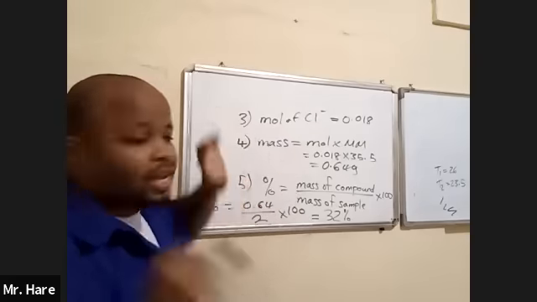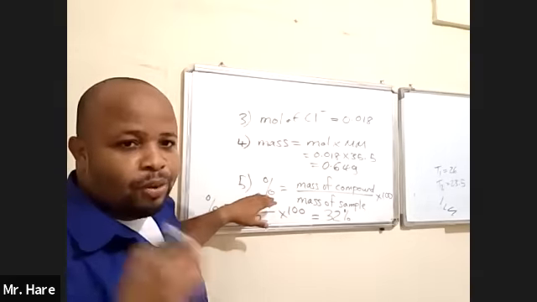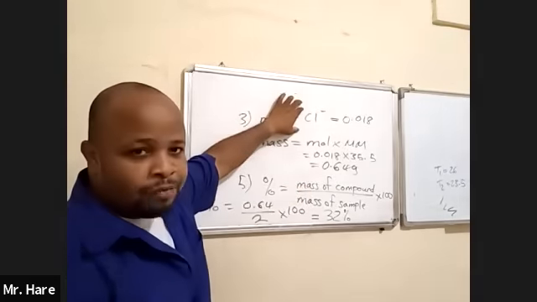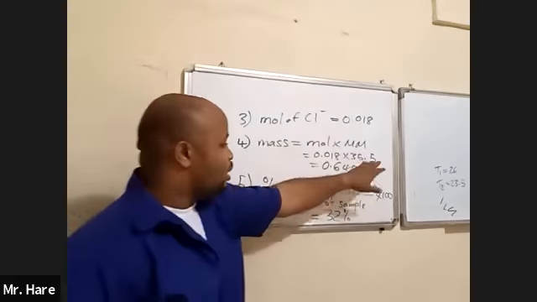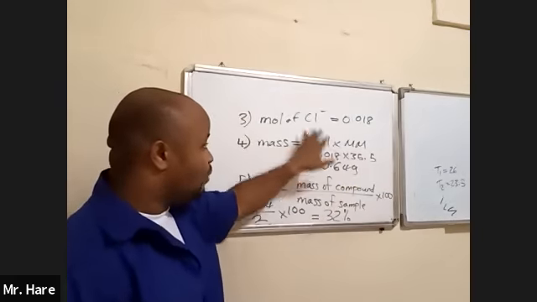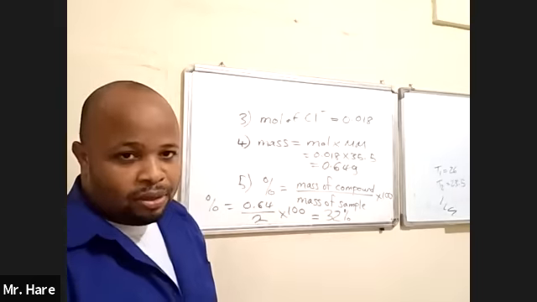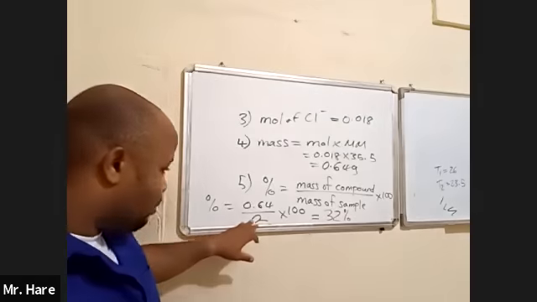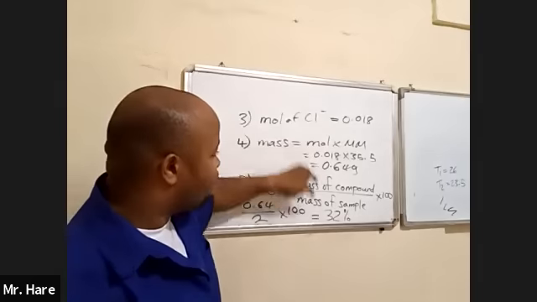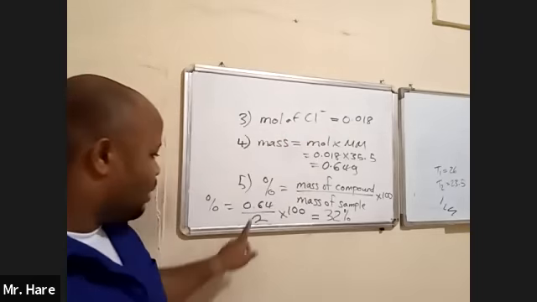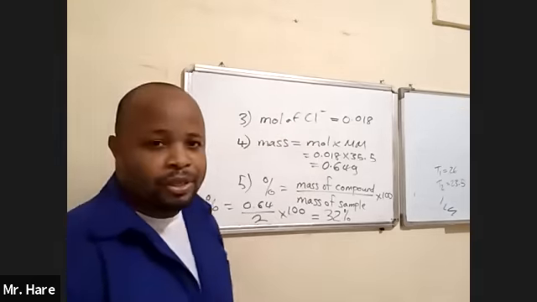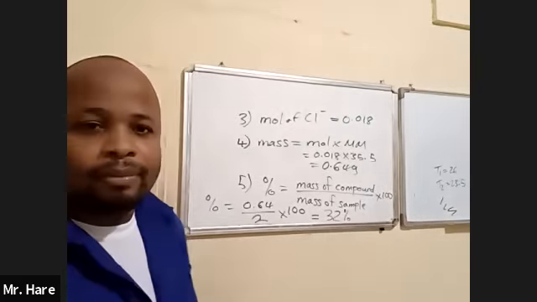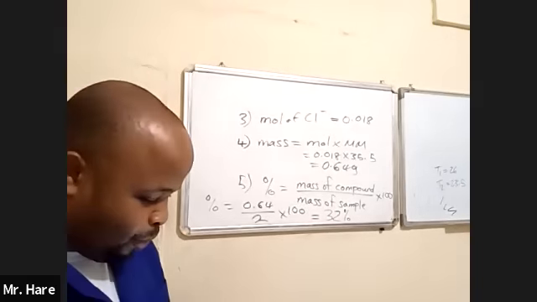Right, so if they ask you to find the percentage, you will first have to find the mass of the compound. In this case, you have the moles of the chloride ion, you multiply it by the molar mass, so you get the mass of the chloride ion. The question would have given you the mass of the sample. Let us say the mass of the sample was 2 grams. It would be the mass of the chloride ion divided by the mass of the sample times 100. All right, is that clear? Yes, sir. All right, so now we're ready to do the question.